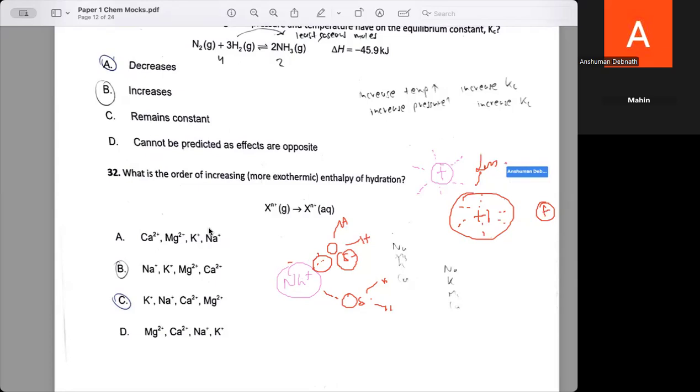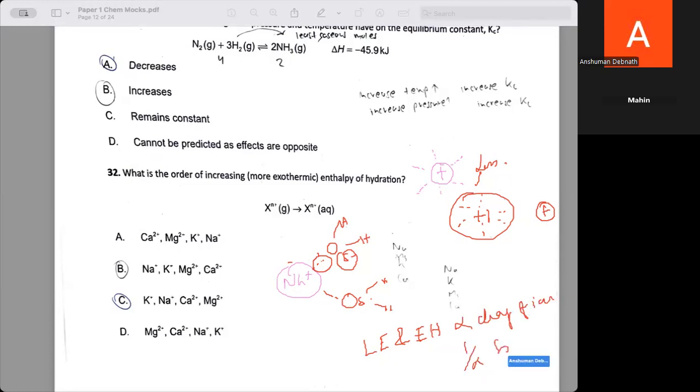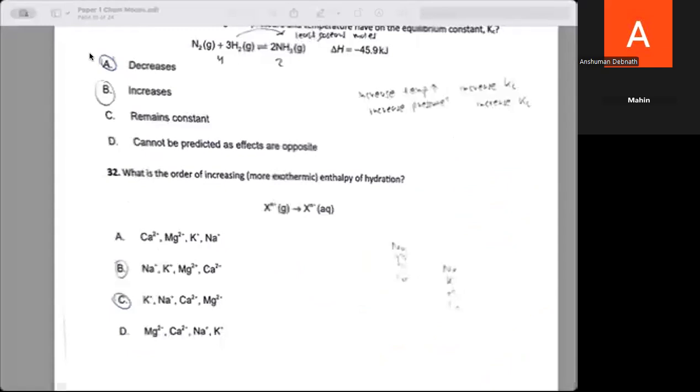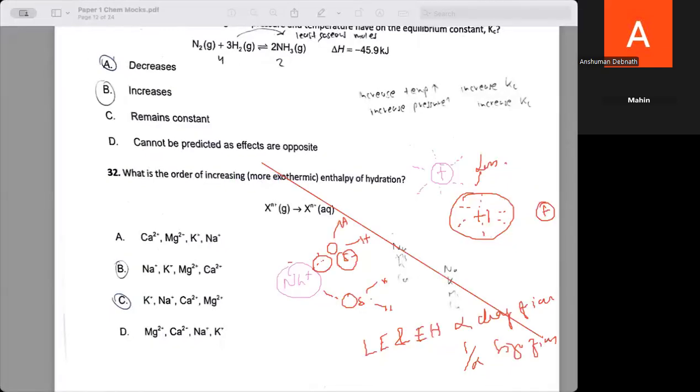So the enthalpy of hydration and lattice enthalpy, both, you can write down quickly in your notebook: they are directly proportional to the charge of the ion and inversely proportional to the size of the ion. Clear? Have you written? Yes.